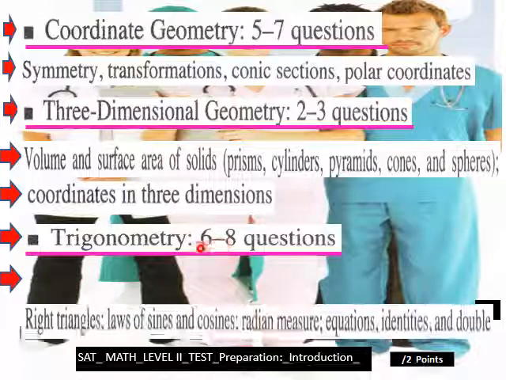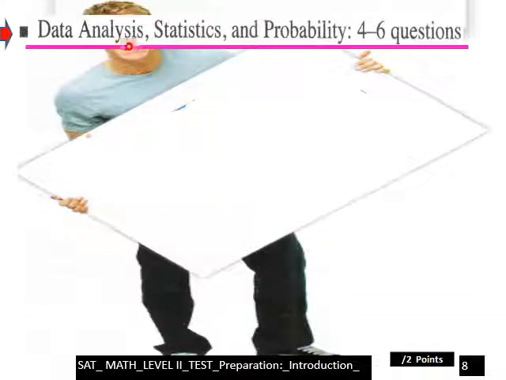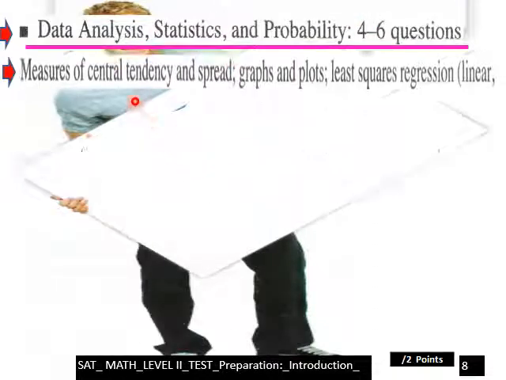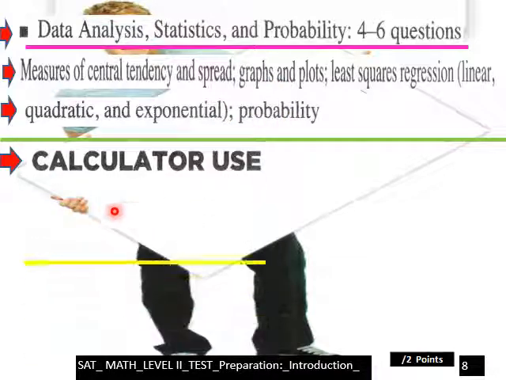Trigonometry will have 6 to 8 questions. So right triangles, law of sines and cosines, radian measure, equations, identities, and double angle formulas. Data analysis, statistics, and probability. There will be 4 to 6 questions on this area. Measures of central tendency and spread, graphs and plots, least squares regression, meaning linear, quadratic, and exponential regressions, and probability.